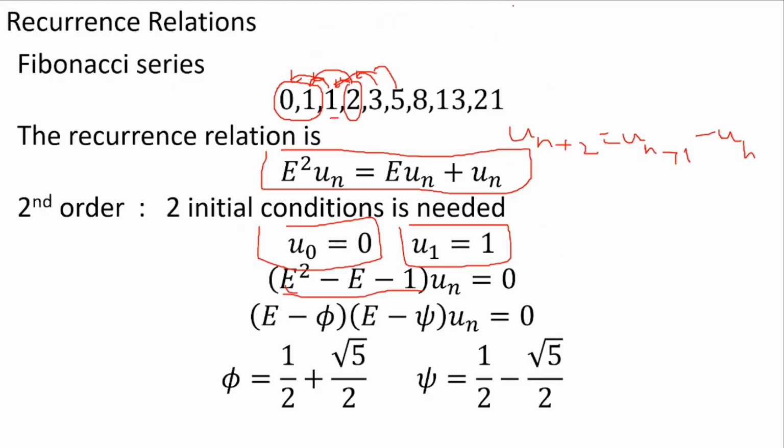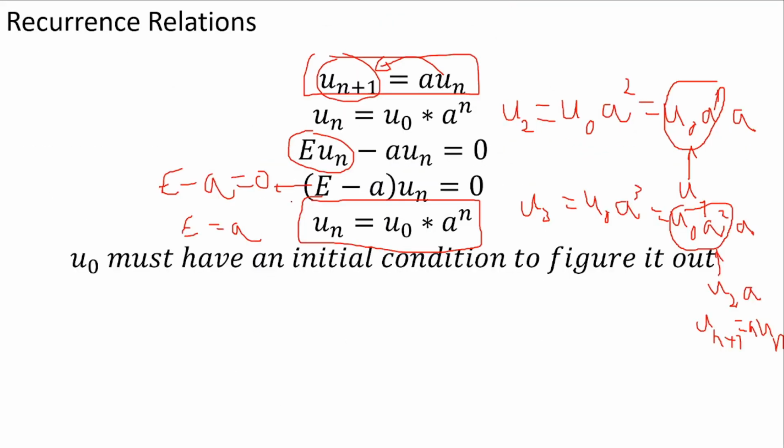You can see that this is like the previous one, when we introduced e minus a multiplied by un equals 0, then e minus a equals 0, e equals a. Then we get the general solution for this recurrence relation.